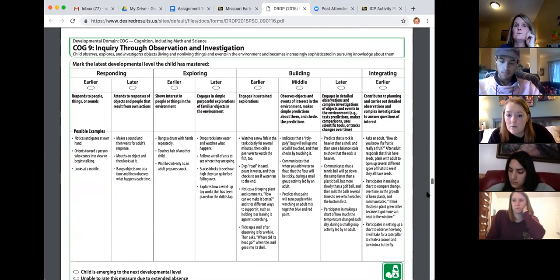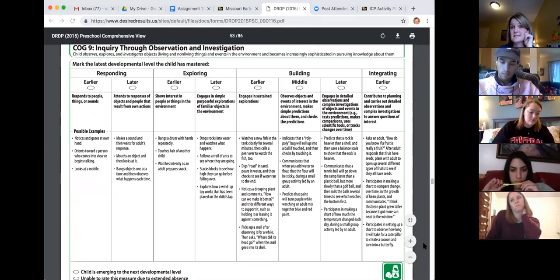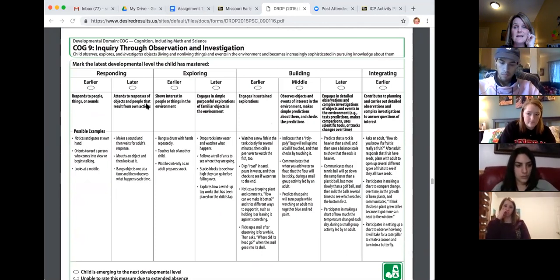The other one that would work, because I was looking for the one, there's in the Missouri Early Learning Standards, a standard about just observing the characteristics of non-living things. And in the DRDP, it's Cog 9. This is also another one. Anybody doing types of or characteristics of, and definitely for balls, this would be one that you would look at. Inquiry through observation and investigation.